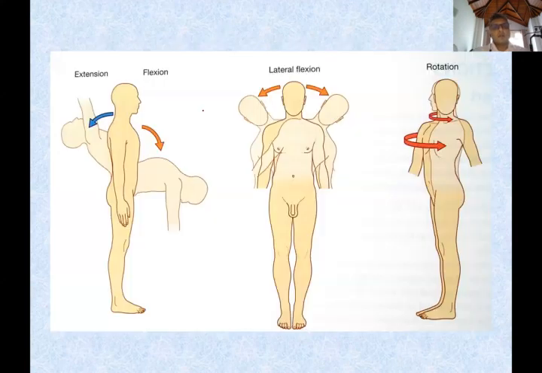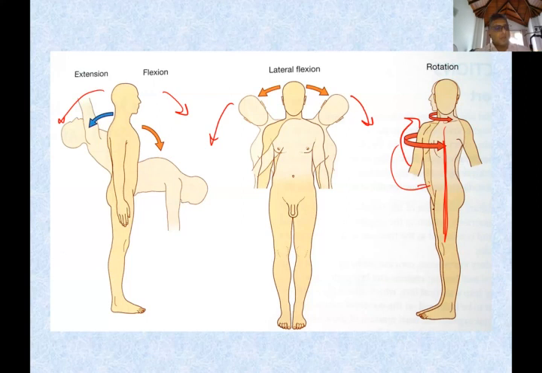Then when it comes to the trunk, again, you can describe the same terms. You can either flex the trunk this way or extend it, or you can do lateral flexion to the two sides, or you can do rotation, left side or right side rotation along the long axis of the trunk. That's another term that we use.